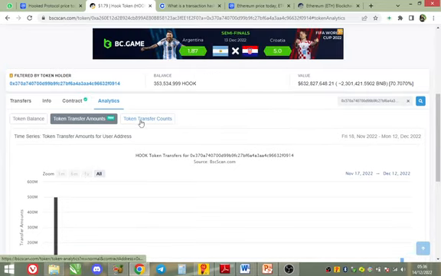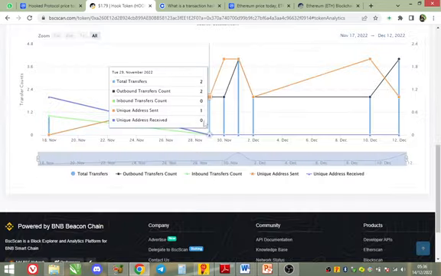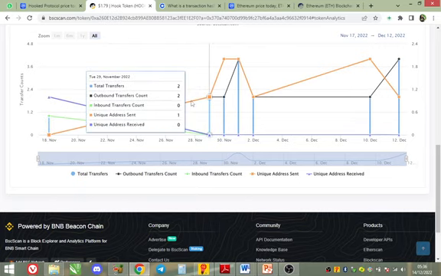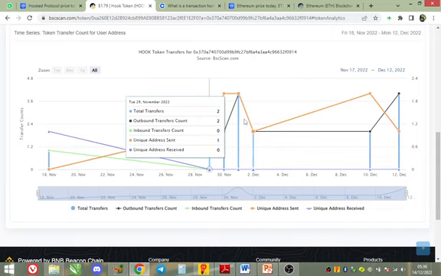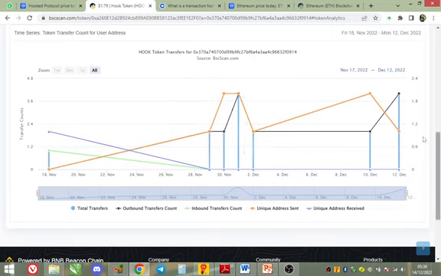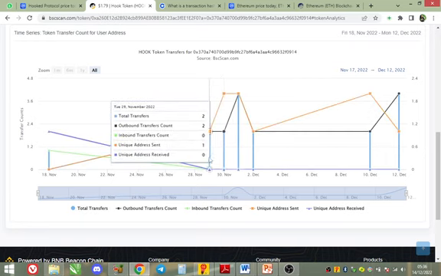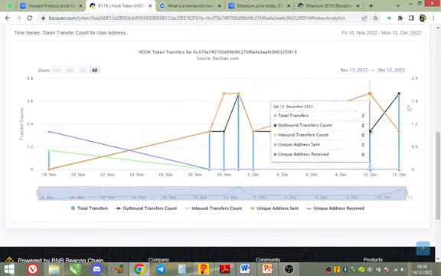Okay. So the next thing is the token transaction. That is the number of transactions that this particular wallet address has actually done on this token. Now the blue is the total transfer. You can see the words total transfer on all these blue lines. It's the actual total transfer that they have done.